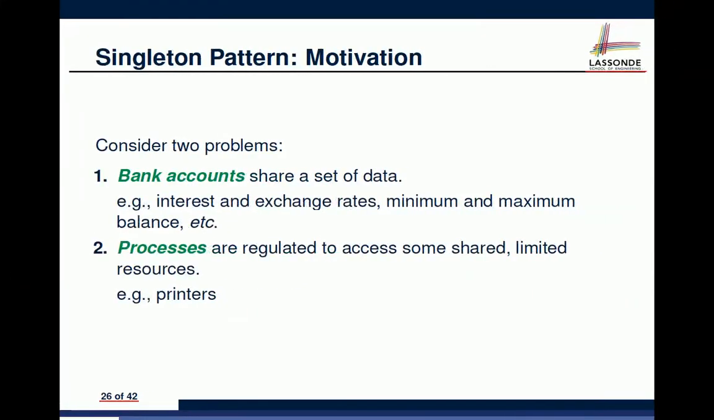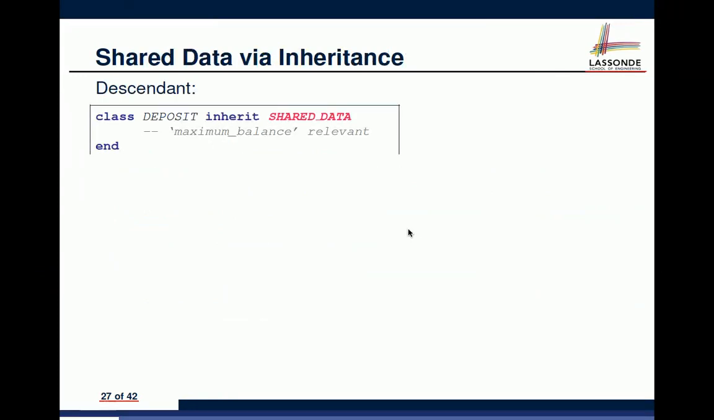Let me show you some animation first, and then we'll go to the iPad. Imagine that we have a shared data class, and the shared data basically contains the various attribute values. Then we have a class called deposit. As far as deposit is concerned, it only has to worry about the maximum balance, to make sure you don't deposit too much into a particular account. We have another class called withdraw, and withdraw only has to worry about the minimum balance. Make sure you don't withdraw below 0, right?